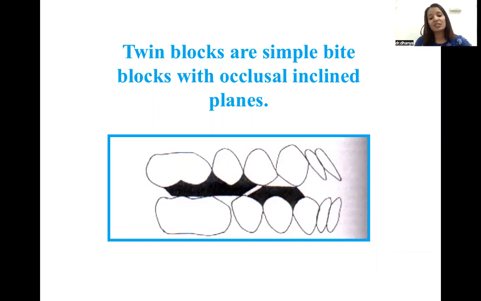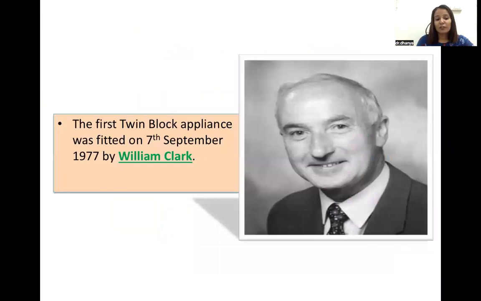As you can see here, there are upper and lower arches with two bite planes, that is two inclined planes in both the upper and lower arches. The first twin block appliance was fitted on 7 September 1977 by William Clark. So this was the person who introduced the twin block appliance in 1977.